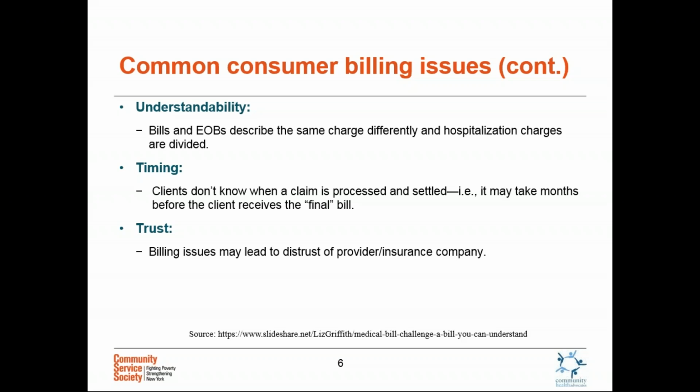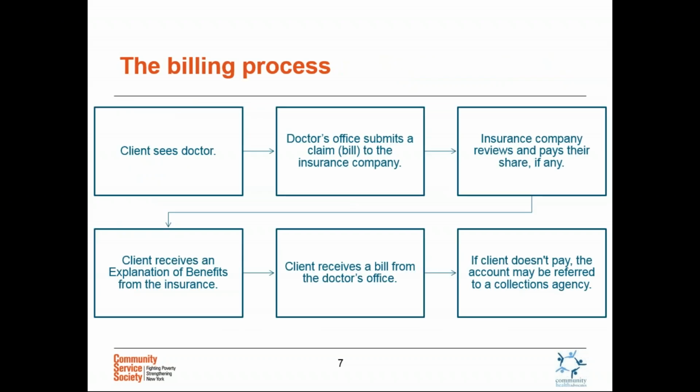Number four, timing issues. Clients don't know when a claim is processed and settled. That is, it may take months before the client receives their final bill with the adjusted balance. And number five is trust, or really a lack of trust. Lack of trust can be a major barrier to overcome that leads to bills getting out of control. And billing issues can lead to distrust of the provider or distrust of their insurance company.